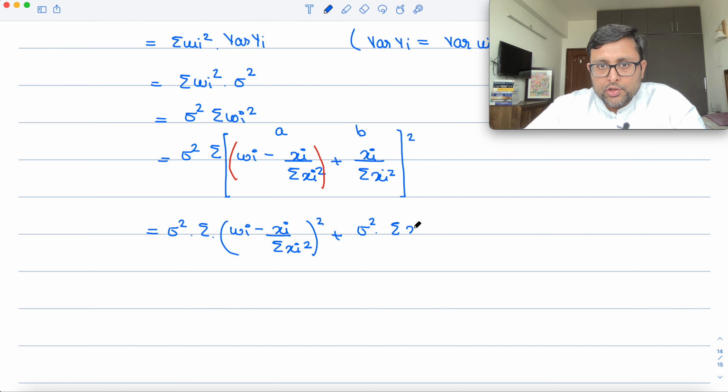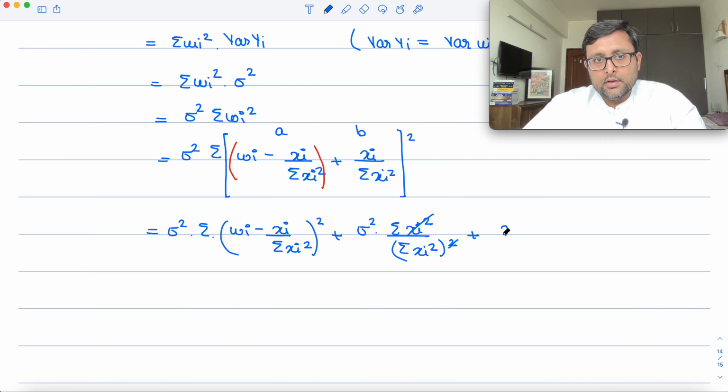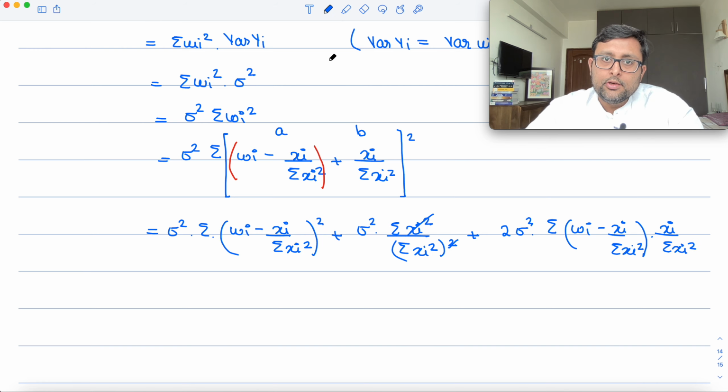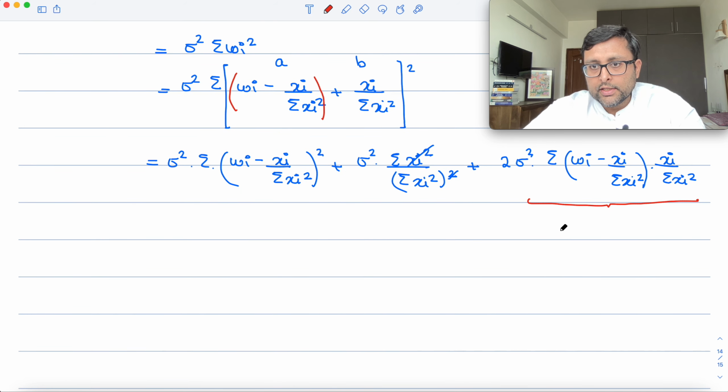What is b square then? Summation of xi square upon summation of xi square whole square. Then plus 2ab, where 2 sigma square will come out of the summation sign, and it is summation of wi minus xi upon summation of small xi square times xi upon summation of small xi square. Now just look at the third term first.